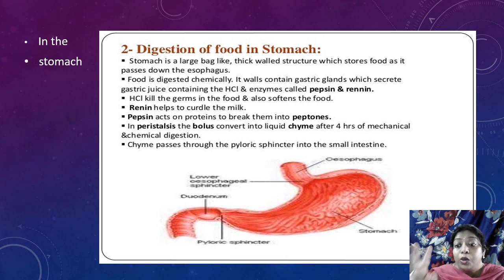Of course, I told you the 2 enzymes, renin and pepsin. The renin helps to curdle the milk. If you are eating milk, maybe a large amount of milk, it will help to curdle the milk, and the pepsin will act on the protein food. If you are eating a proteinous food, it will act on that protein, and it will undergo a breakdown process, and the protein will be converted into peptones.